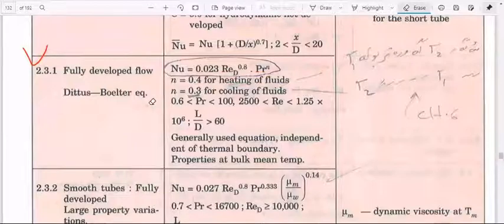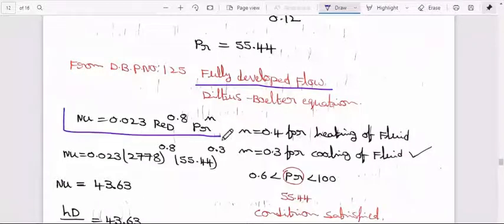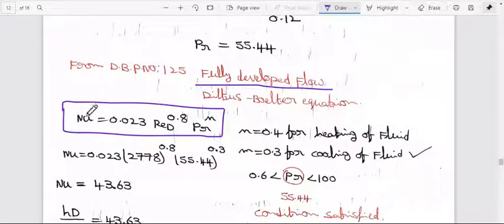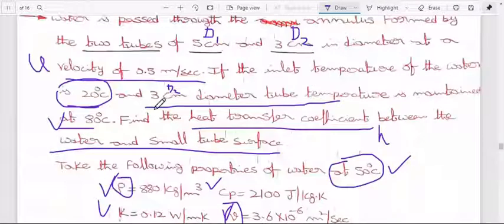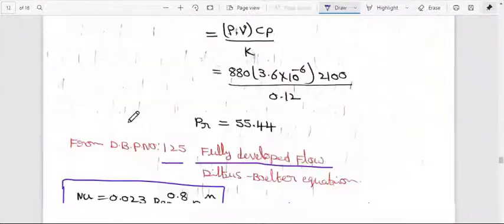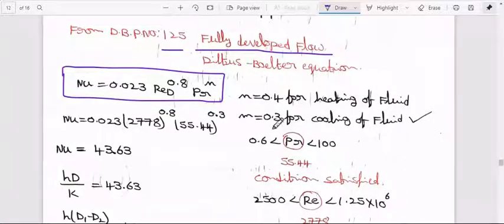So that is the Dittus-Boelter equation, Nu equal to this value. This formula is taken from data book page number 125. Here in this question, the 3 centimeter diameter tube temperature is maintained at 80 degrees and the 5 centimeter diameter tube is maintained at 20 degrees. So this is gradually decreased from 80 to 20. That's why I'm considering n for cooling of the fluid, so n equals 0.3.